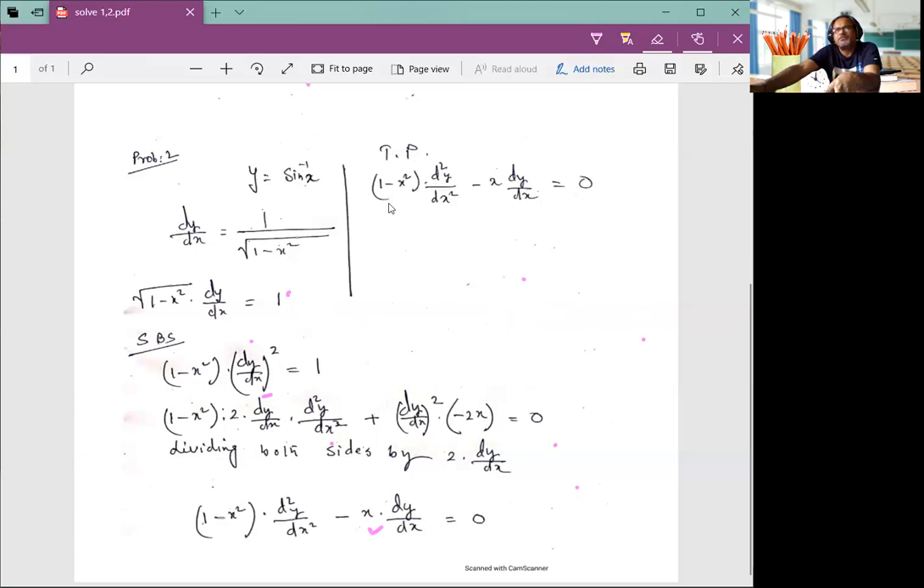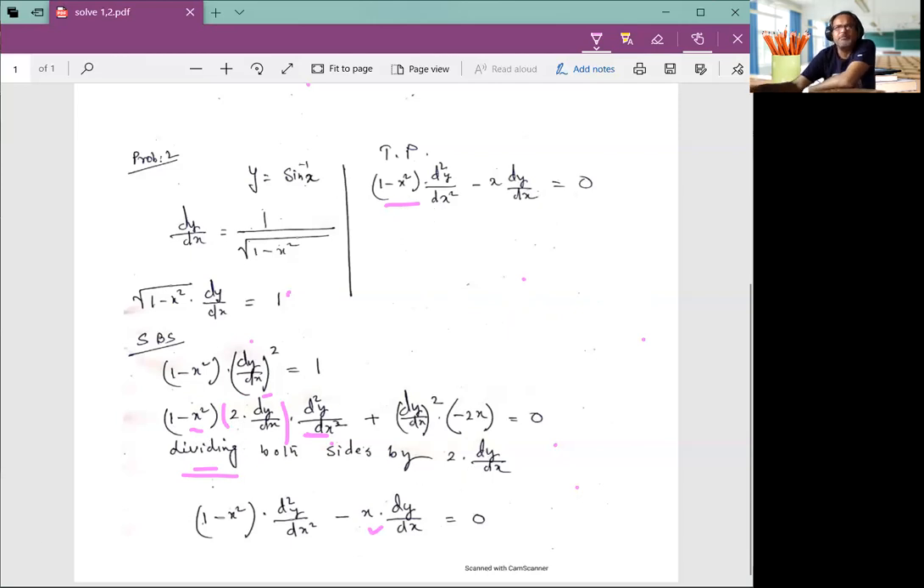Now this is 1 minus x square. Now here it comes, 1 minus x square into d2y by dx2. But you look, this 2 into dy dx part is not here. So what we can do, we should divide both sides by 2 multiplied by dy dx, because this 2 dy dx is excess here. There is no 2 dy dx in the target. So you should divide this by 2 dy dx.